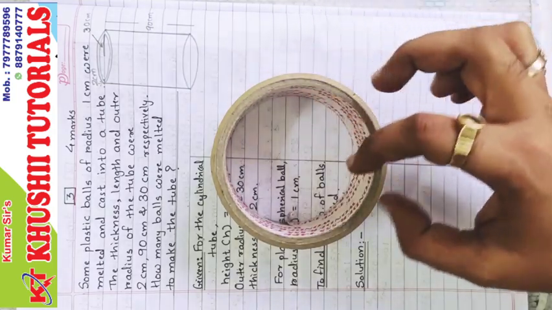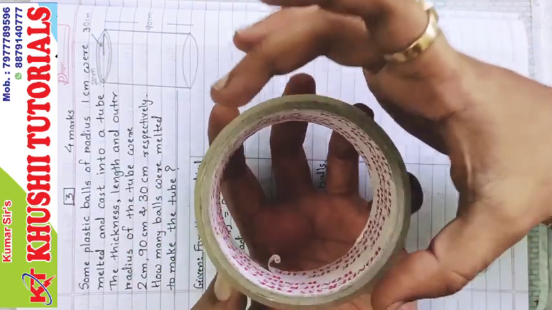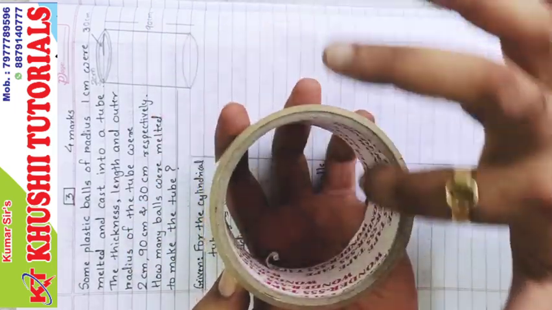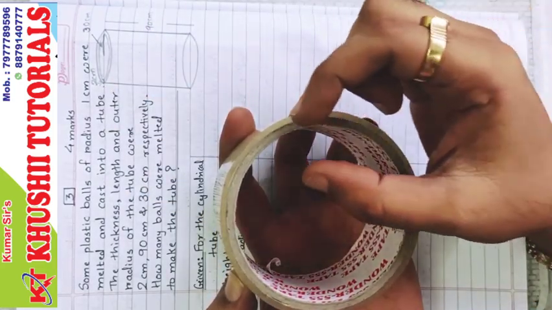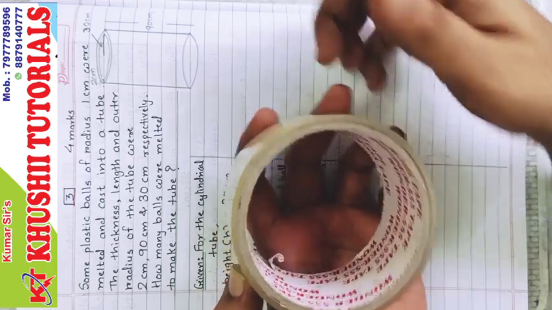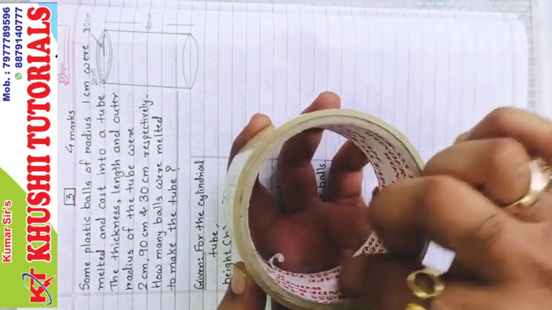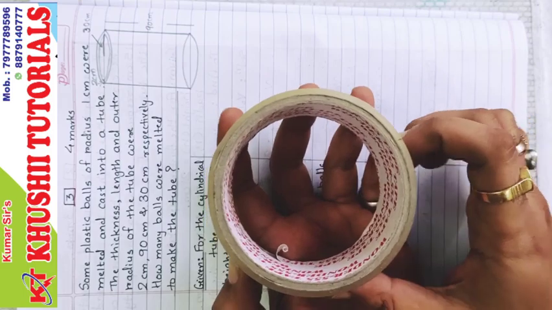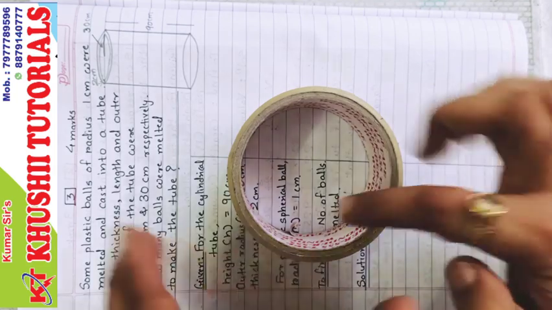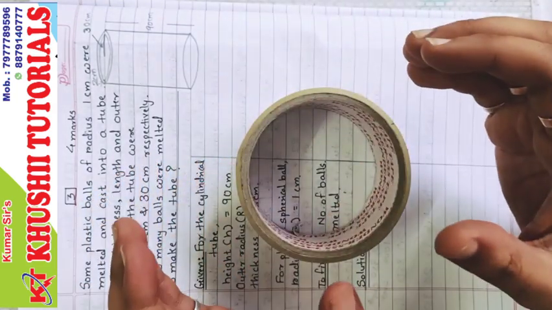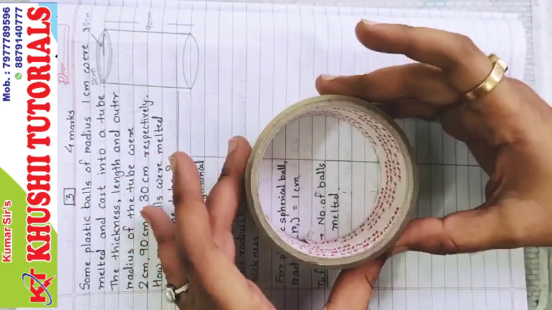Now how to get the volume of this thickness? It is very simple. Volume of outer cylinder minus volume of inner cylinder. Only the difference in the cylinders will be the radius, because height will be the same externally and internally also. So how much is the volume of this hollow cylinder? It is volume of outer cylinder minus volume of inner cylinder, and that much amount of plastic balls are required. The same volume of plastic balls are required to make such a tube.